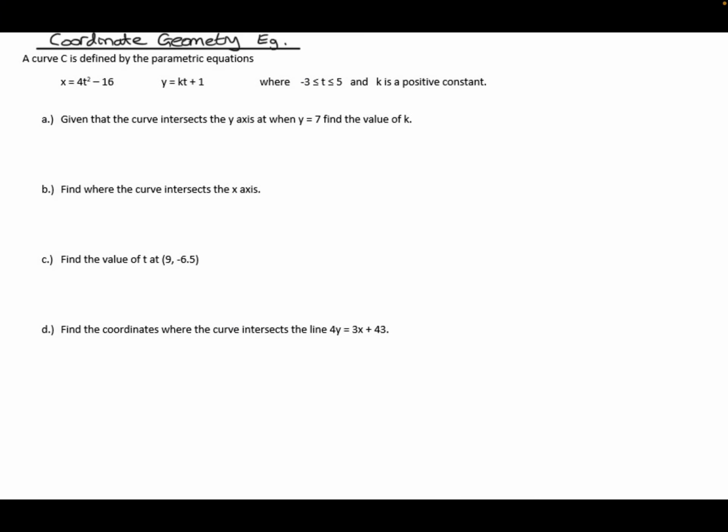Right, let's have a look at an example of coordinate geometry. Here we've been told that the curve C is defined by the parametric equations x equals 4t squared minus 16, y equals kt plus 1, where t is between minus 3 and 5, and k is a positive constant. Part A, given that the curve intersects the y-axis at the points when y equals 7, find the value of k.